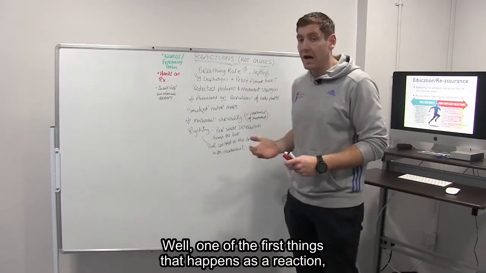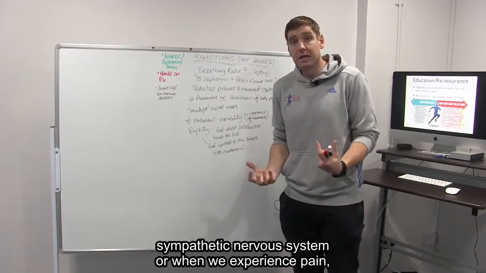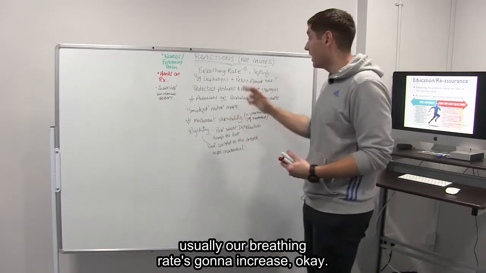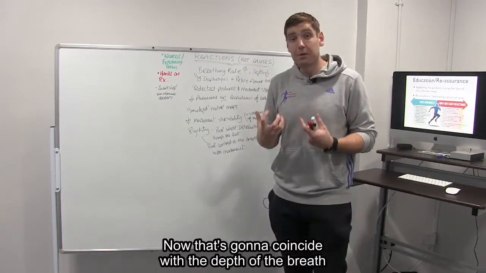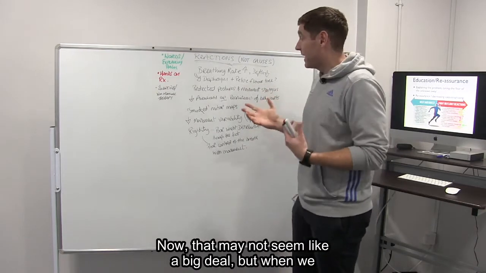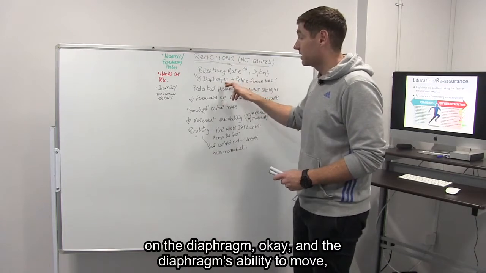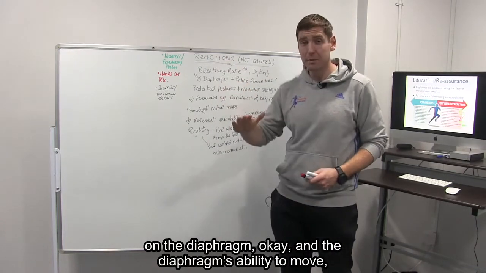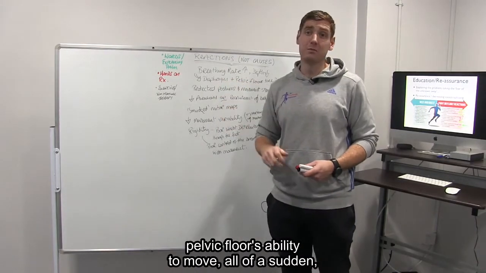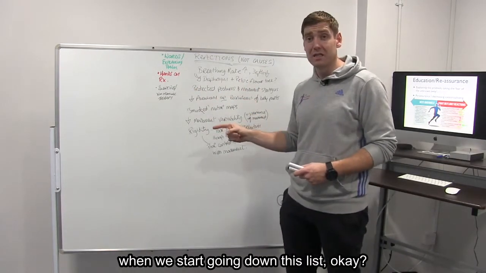One of the first things that happens as a reflexive reaction, when we're in that sympathetic nervous system or when we experience pain, is that usually our breathing rate is going to increase. Now that's going to coincide with the depth of the breath actually decreasing. That may not seem like a big deal, but that's going to have an impact on the diaphragm and the diaphragm's ability to move, which is automatically going to have an impact on the pelvic floor's ability to move. All of a sudden, that's going to make a big difference when we start going down this list.